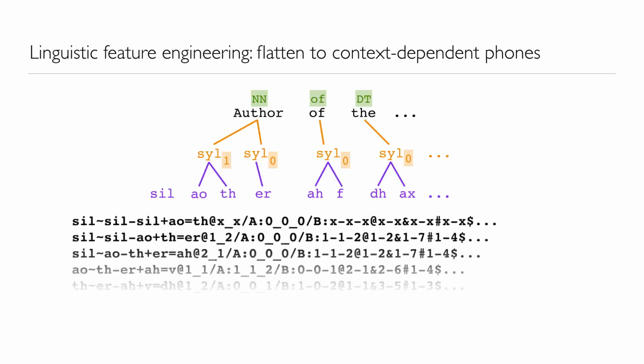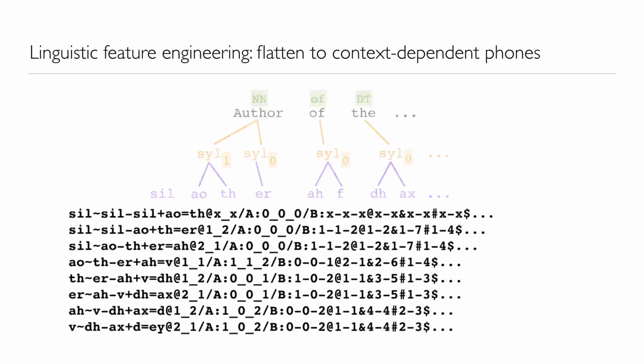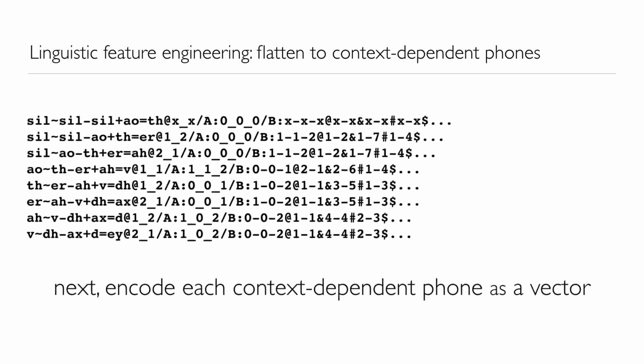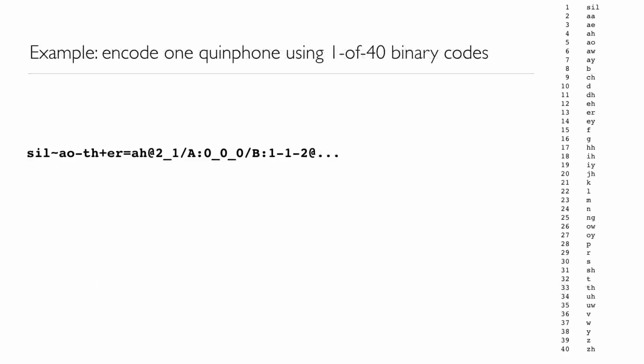So with this, we have done the flattening to the context dependent phones. Here is a sequence of all those context dependent phones. The next step is to encode each context dependent phone as a vector. We will look into the details of how we are going to do each one of them. So let's take the previous example where we started, and the first phone is the silence phone.